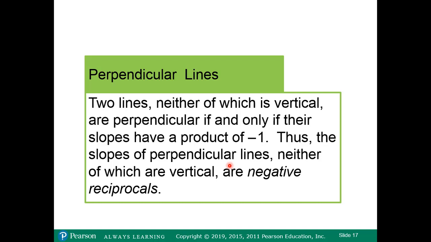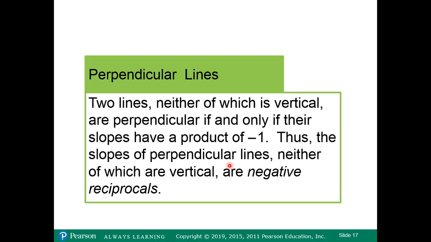So this works only when both of them are non-vertical, because remember, the slope of a vertical line is undefined. So you can't do this. But it's obvious that when you have a vertical line, in order to be perpendicular, the other line, the intersecting line, has to be horizontal.